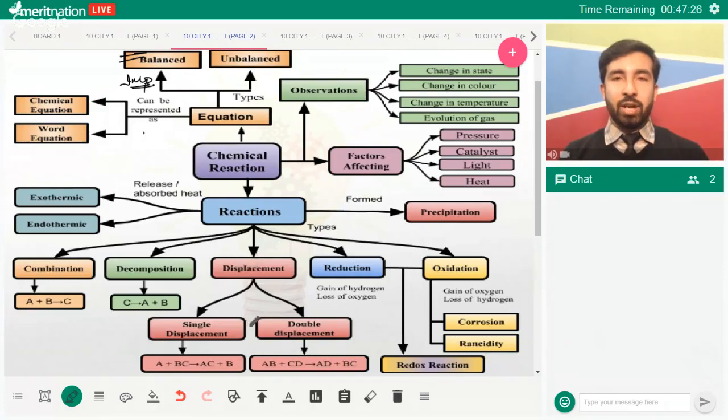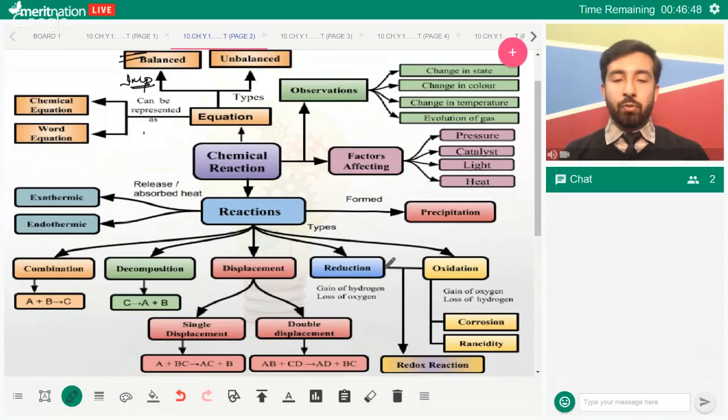Next is the displacement reaction, which can again be classified into two categories, single displacement reaction and double displacement reaction. Single displacement reactions involve a salt solution of one metal. In that, when we add another metal, then according to the reactivity series, it simply replaces the metal from the salt solution. In the double displacement reaction, there is an exchange of ions, and also generally there is a formation of precipitate, and such reactions in which there is formation of precipitate, we call precipitation reactions.